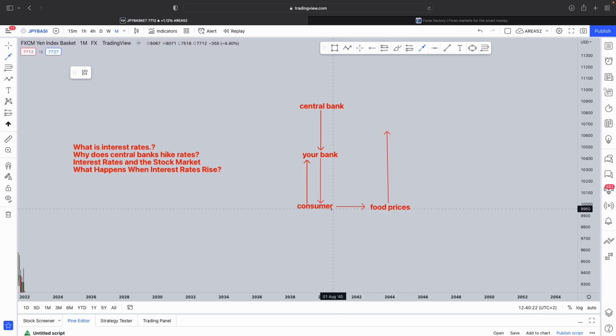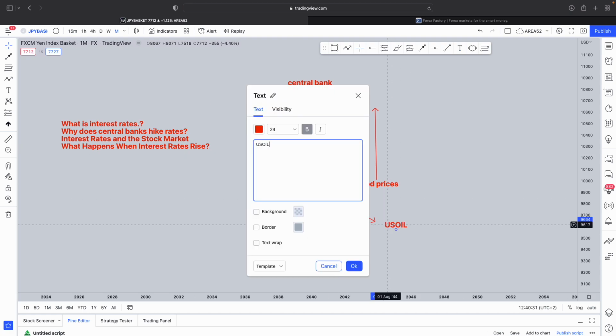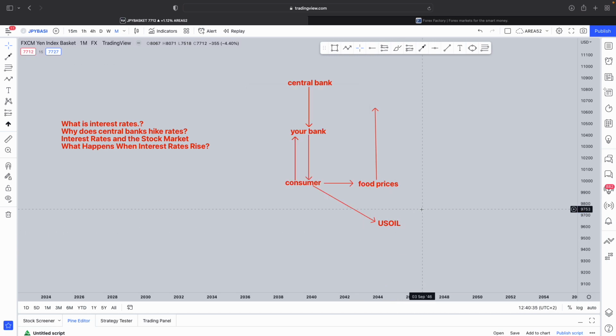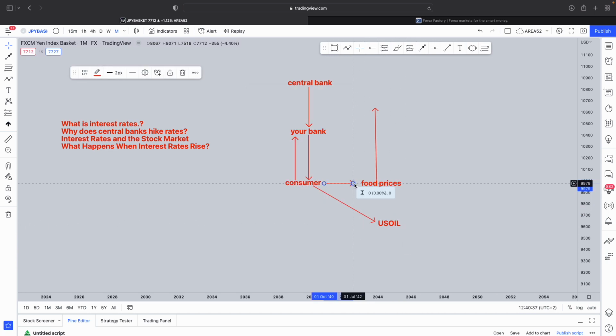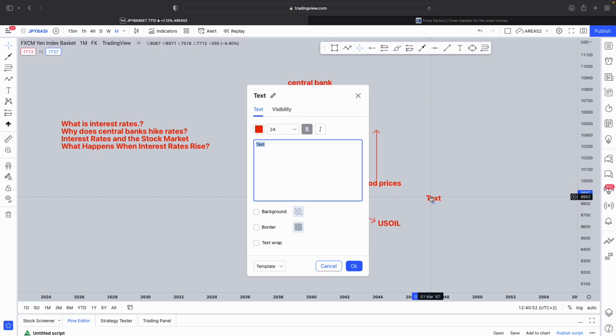Now, if you think that's the end of the line, we also now know that the price of fuel has also increased. So now you've got US oil, and oil is getting very expensive as well. So you've got oil prices, food prices on the rise, and interest rates, and I'm going to add that over here as well. And I want you guys to just follow me as I go on this journey.